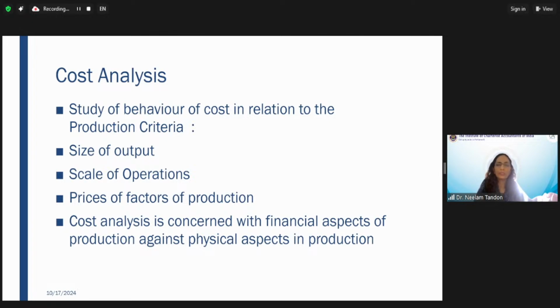Second is the scale of operation. Whether you are producing on a large scale or on a small scale. You are a micro industry, you are like a conglomerate, whatever you are.